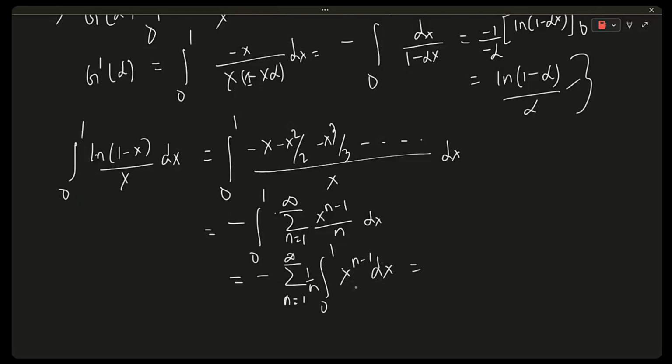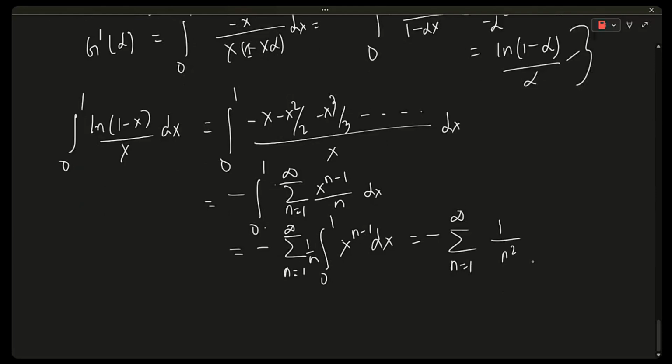You can simply take everything which is not a part of the integration outside, and this is the integration of the summations, which is the same as summation of integrations, because integrations can be written as summations as well. So this would mean minus the sum n equals 1 to infinity of 1 by n squared. Why? Because the integral from 0 to 1 of x to the power n minus 1 dx is 1 by n.